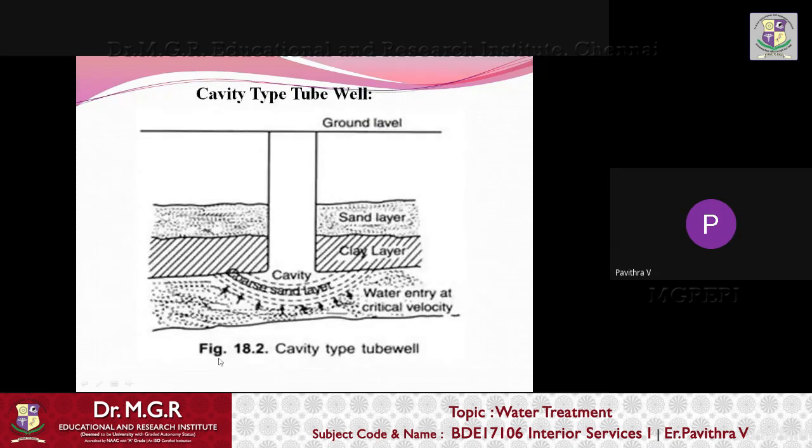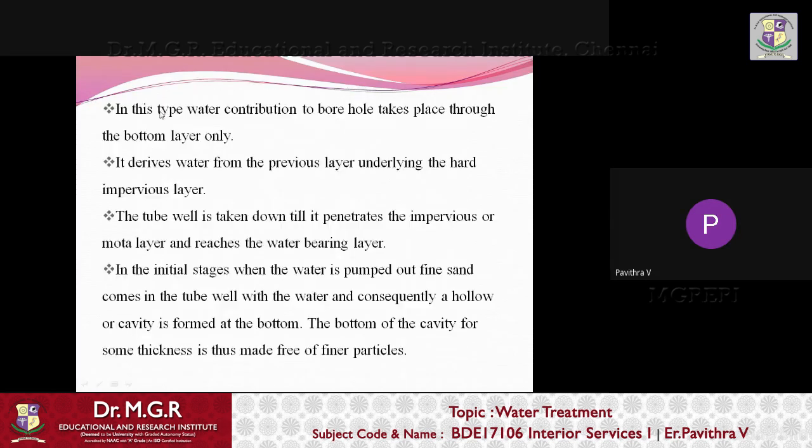So another one is the cavity type tubewell, in which the clay layer is the impermeable layer, and the sand is the permeable layer, which will be in the underground, and this is the one which is going to form a cavity shape. So in this type, water contribution to the borewell takes place through the bottom layer only. It draws the water from the pervious layer underlying the impervious layer. The tube well is taken down till it penetrates the impervious, or the mortar, layer and reaches the water bearing layer.